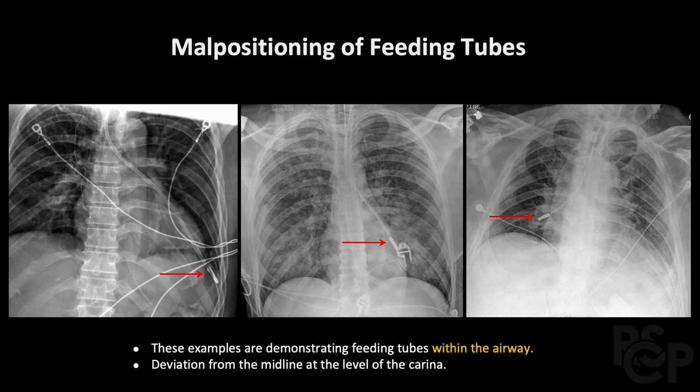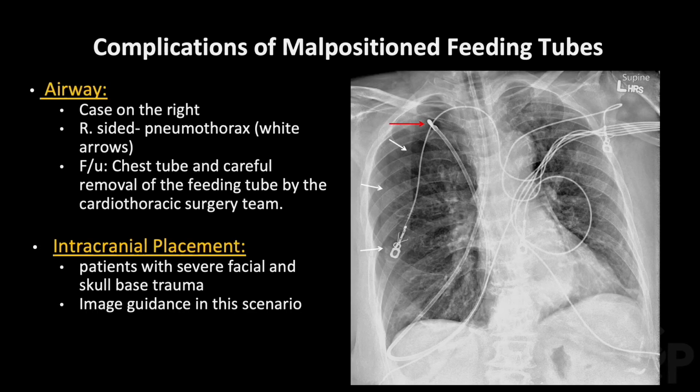The further the tube is in the airway, the more dangerous it becomes because as the bronchi and bronchioles get smaller and smaller, they're more likely to be injured by the tube placement or removal, in which the most concerning complication could be a pneumothorax.